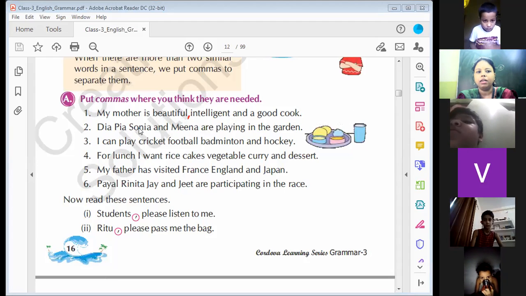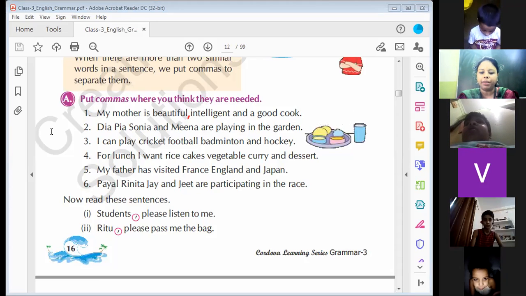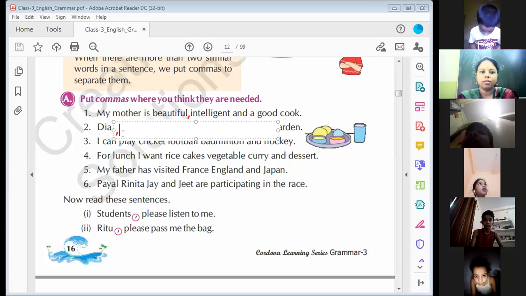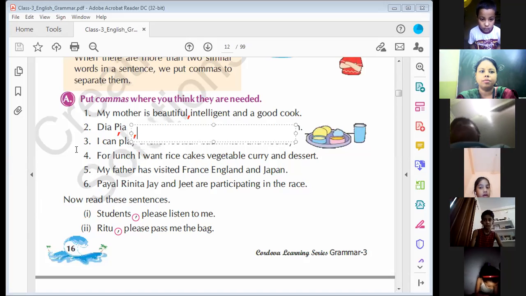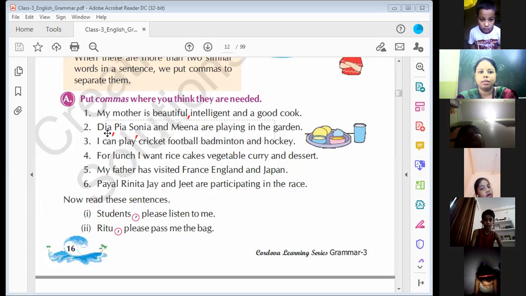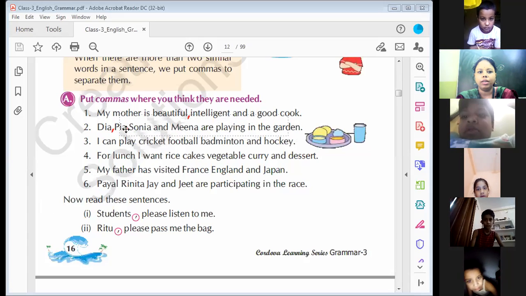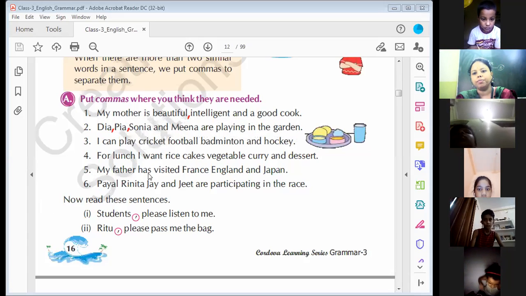Next is, Dia, Pia, Sonia and Meena are playing in the garden. So here, where will the commas come? Between Dia and Pia, and between Pia and Sonia. There should be commas. After that, "and Meena are playing", that's okay.